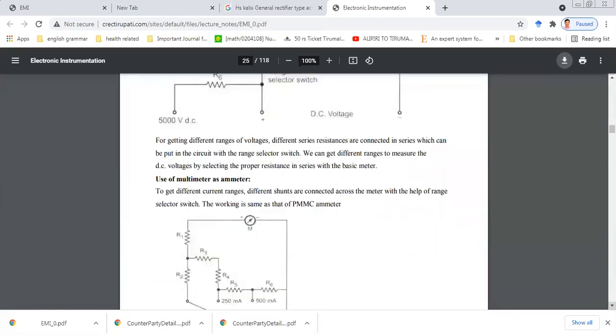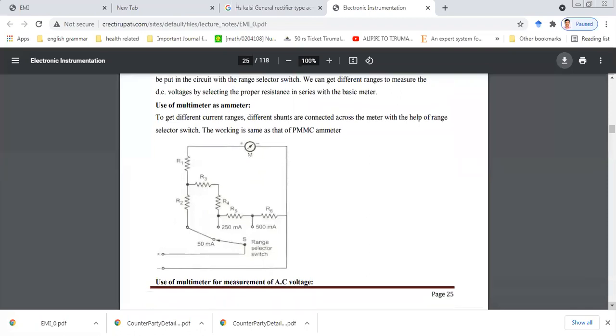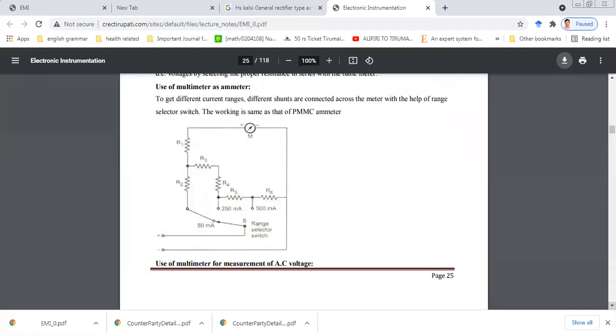Coming to the use of the multimeter as an ammeter. Generally for getting an ammeter, we will use a shunt. For the basic meter, we will connect a parallel resistance. That parallel resistance is called a shunt. Then that basic meter will be used as an ammeter.